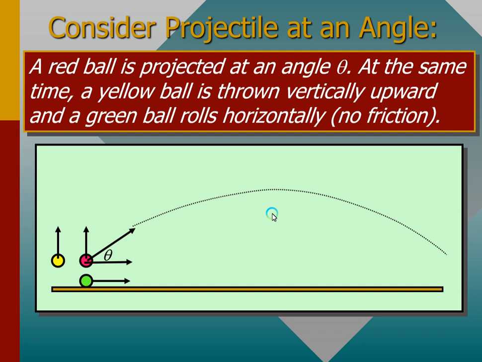So at the same time, the yellow ball is thrown vertically upward and the green ball rolls horizontally with no friction.